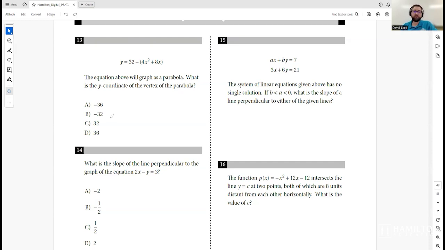Well, I graphed it on Desmos, and here it appears. Perfect. And so we have a nice little picture, and Desmos highlights where the vertex is. So I see I have the point (-1, 36). Okay, well, we wanted the y-coordinate, so we're going to pick the y-coordinate. And the answer is D.